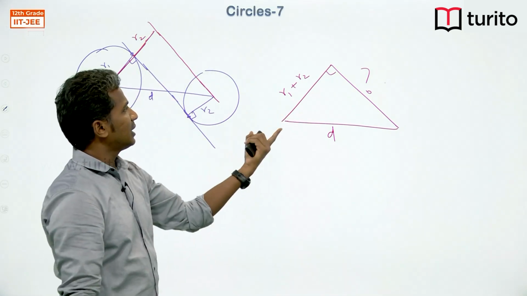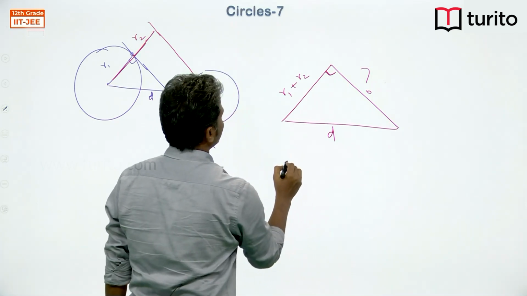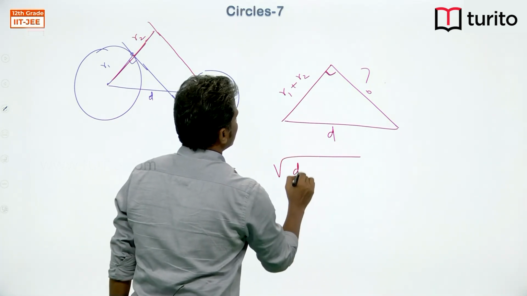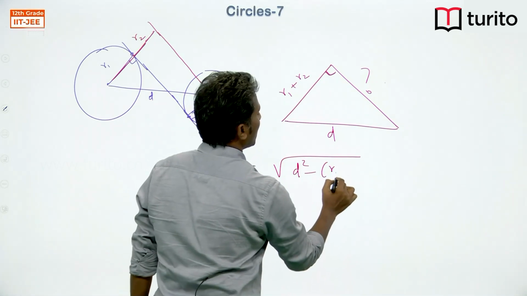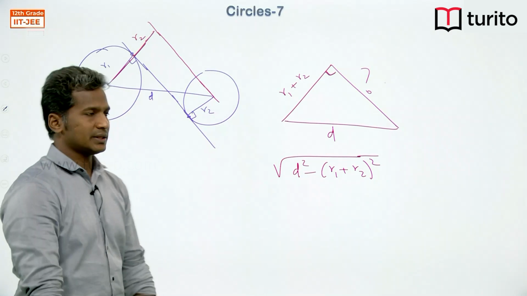Now how do we do that? Again by using Pythagoras theorem, because there is 90 degrees here. So we can find the length as root of D square minus (R1 plus R2) whole square. This way we can find the lengths of tangents.